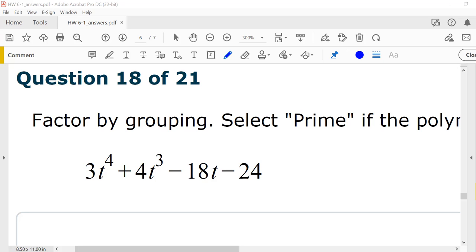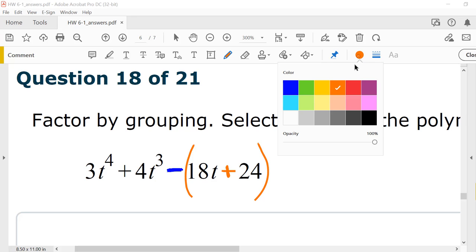Number 18. 1, 2, 3, 4 terms. I'm going to group. I notice that I have a minus here, so I know immediately when I do these 2 terms, if I factor that negative out, this turns into a plus. So before I even get started, I'm going to go do that.